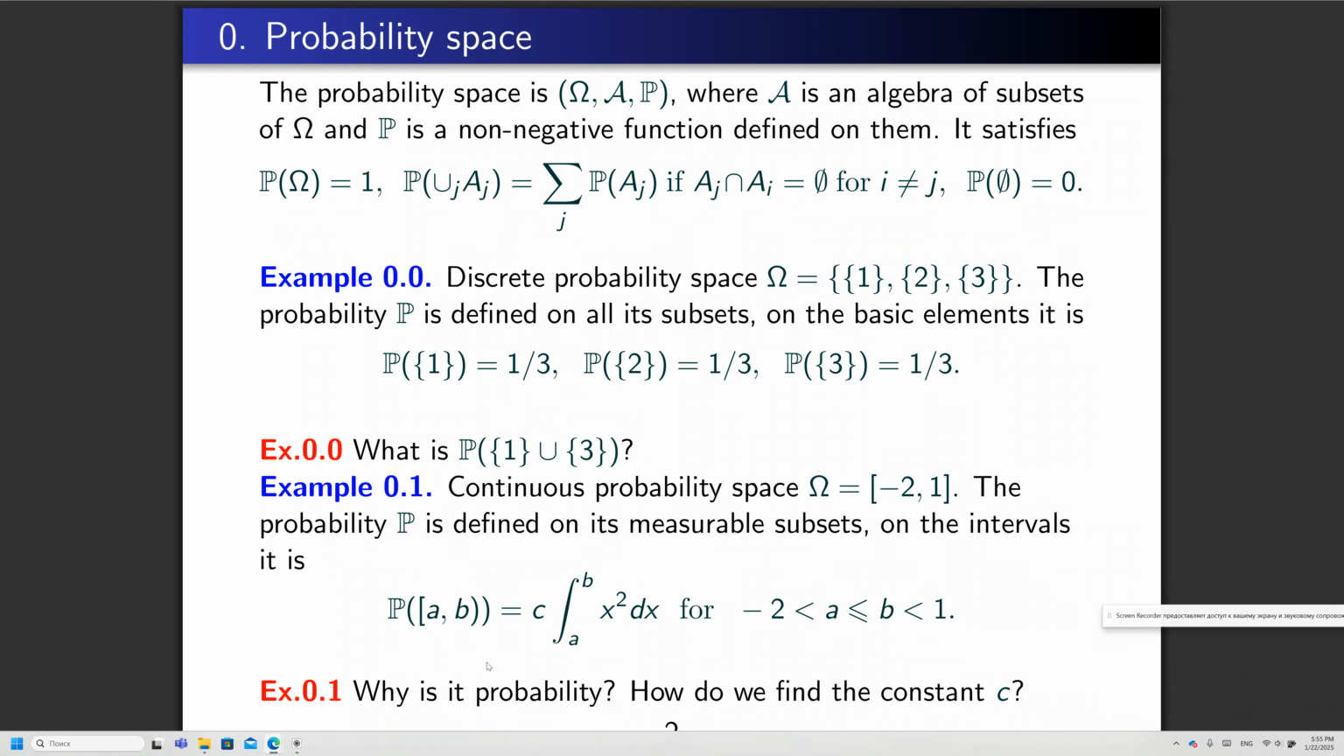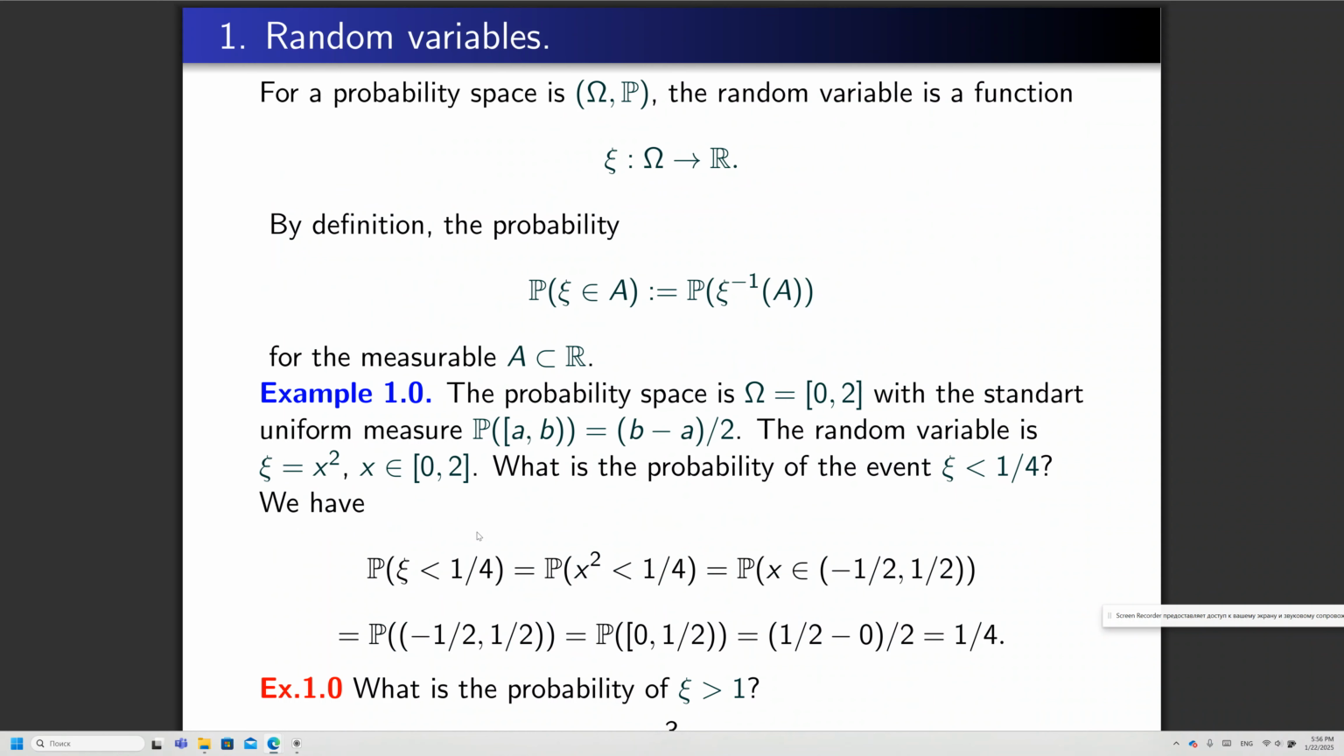The question: why is it probability? Why all of these conditions are satisfied? And the second question: how can we find the constant c? Which of these conditions should we use to determine the constant c? This is the question to you. Exercise 0.1.